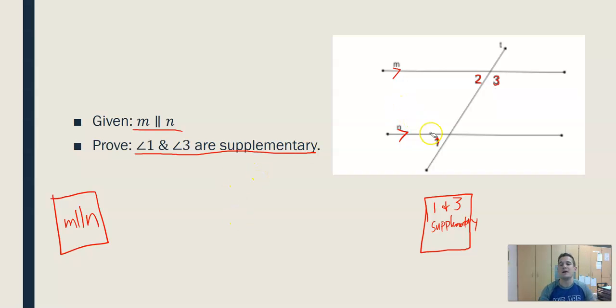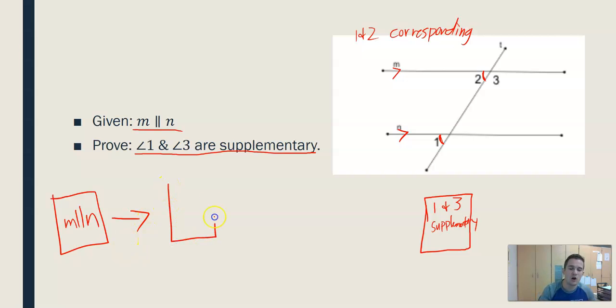Well, this would be my thinking. If I'm starting with angle 1, because I have to start with one of these angles, I don't have a theorem that tells me anything about angles 1 and 3, but I do have a theorem that tells me something about angle 1 and angle 2. That's a start. That's one of my tools. What do I know about these two angles? 1 and 2 are corresponding angles. And corresponding angles, when lines are parallel, are congruent.